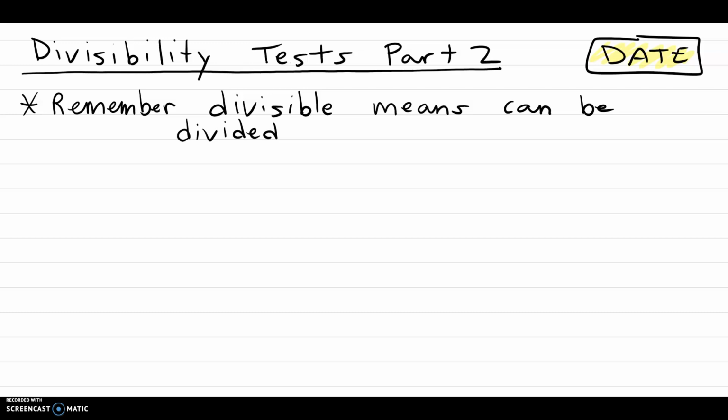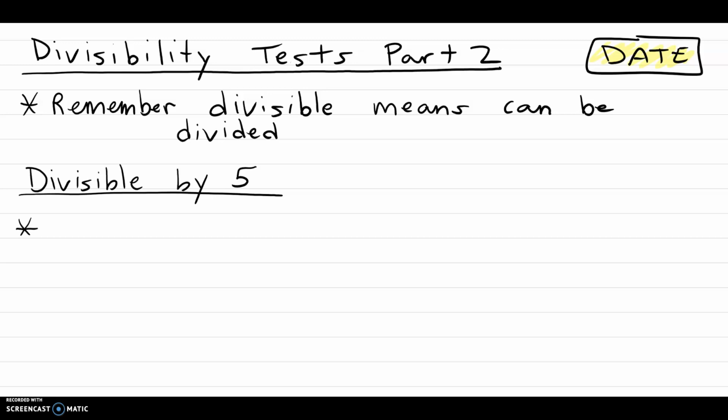So we've already talked about the rules for 2, 3, and 4. There's two more numbers that we're going to focus on. We're going to look at being divisible by 5, and then being divisible by 10. So 5 is actually one of the easier ones, one of the ones that there's not as much to look at with the rule.